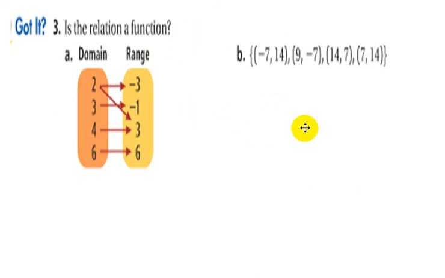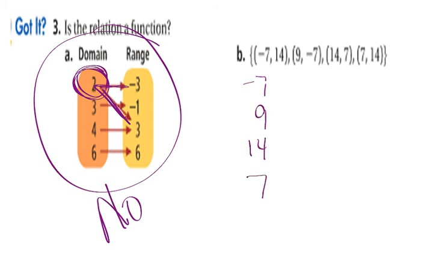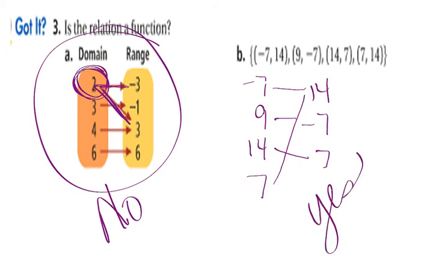So let's look at our got it's real quick. So here's a domain and a range. So is this a function? Yes or no? Well, this would be no, because I have one input going to two outputs. So that's a no. And for this one, let's see, we've got a negative 7, a 9, a 14, and a 7. Then we have a 14, negative 7, 7, and another 14. Now let's map them. He goes there, he goes there, that goes there, and 7 goes to 14. So yes, this is, because every input is going to exactly one output.